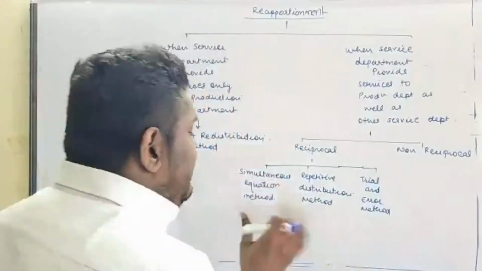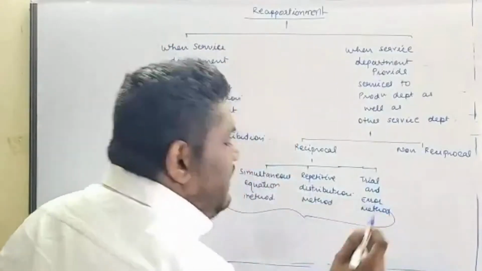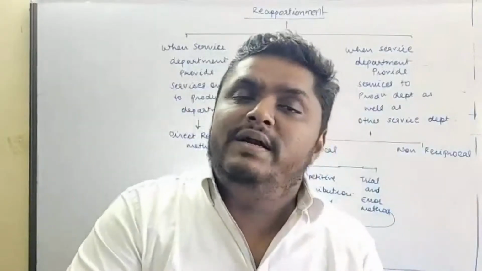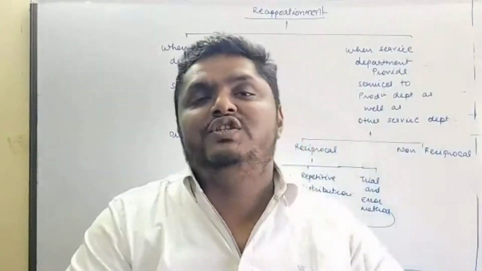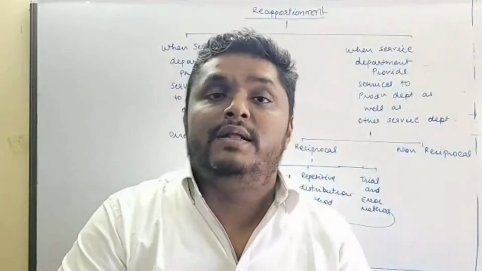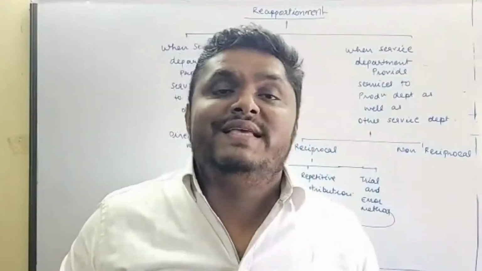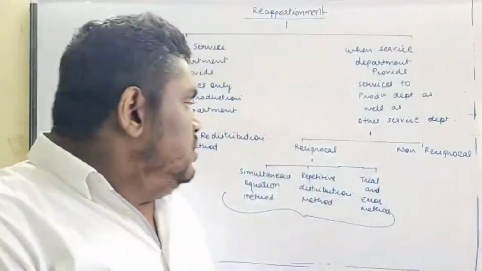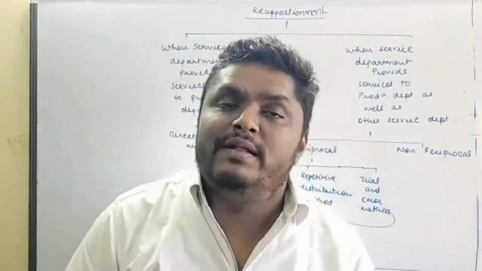In all these three ways, in all these cases, the answer will be the same. Whether you use the simultaneous equation method, the repetitive distribution method, or the trial and error method, the answer will be the same in all three methods. So this is all about the reciprocal method.